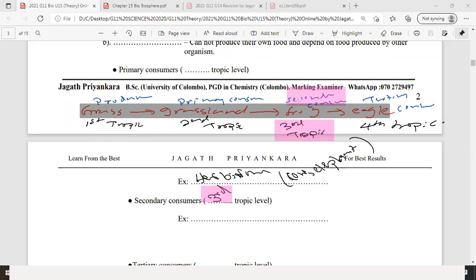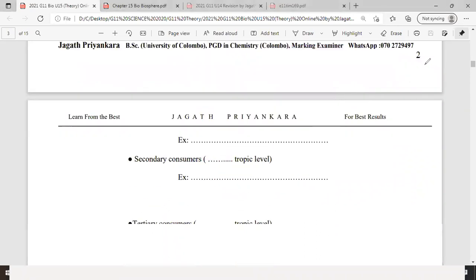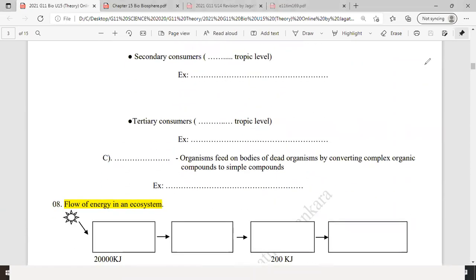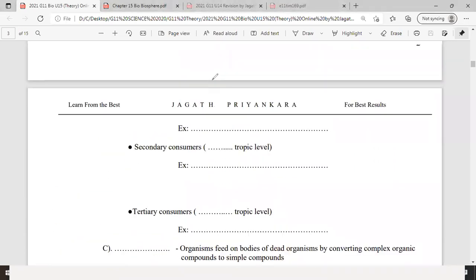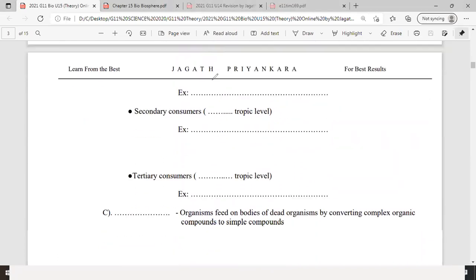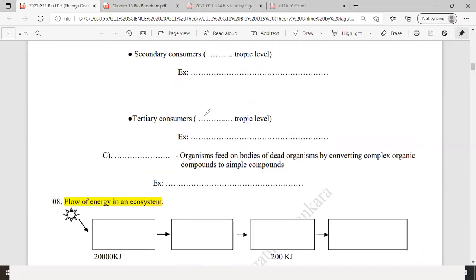Then for the secondary consumer, what example can you write? If you want, you can write in case of this food chain also, secondary consumer, the trophic level. So you can write here omnivore. Right, omnivore. The last one, tertiary consumer. Who is tertiary? Secondary means what? Third trophic level. Tertiary means what? Fourth, fifth trophic level.